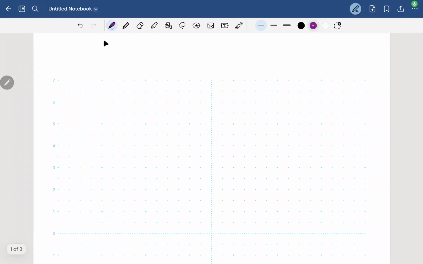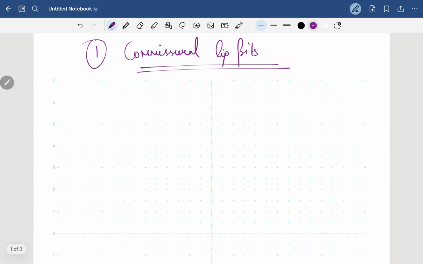Hello. Today I am talking about developmental defects of the lip region. So the first defect I am talking about is commissural lip pits. You might have heard of commissural lip pits. So what are commissural lip pits?